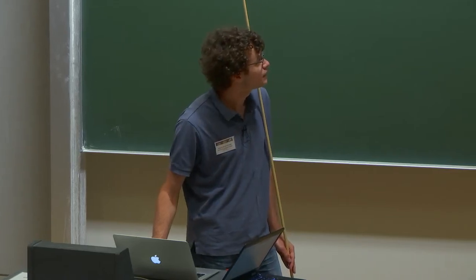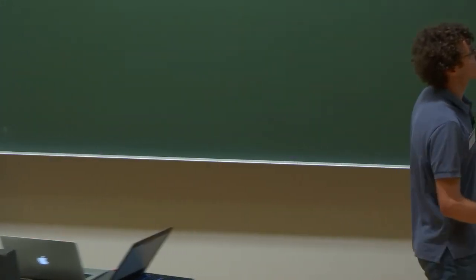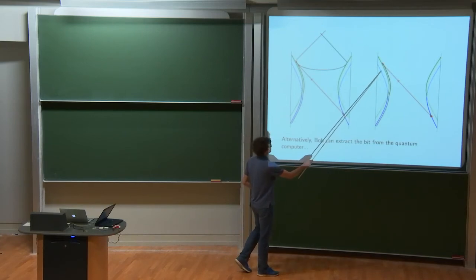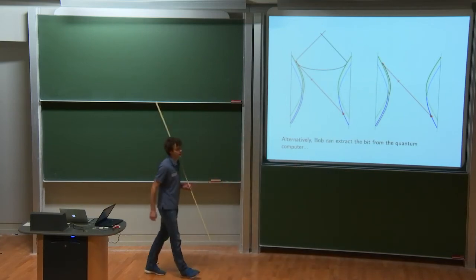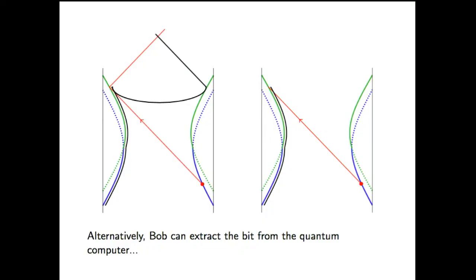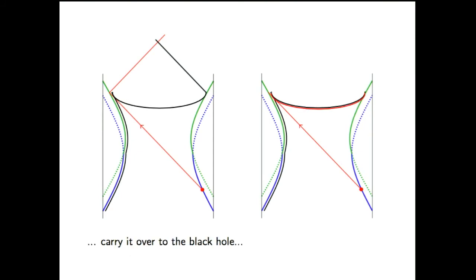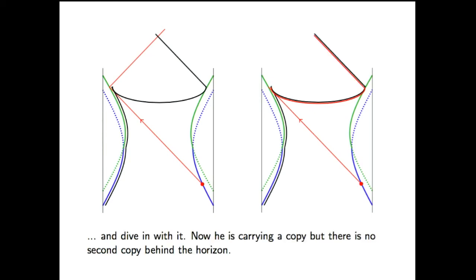Option B, at this time, he extracts Alice's diary from the space-time. He extracts it from the hard drive of his quantum computer, and then he carries it with him when he moves over and jumps into the black hole. So now the red line is following the black line. Then when he jumps into the black hole, he's carrying Alice's bit. But you'll notice that he doesn't find a second copy behind the horizon because his extraction step here removed it from the space-time geometry.